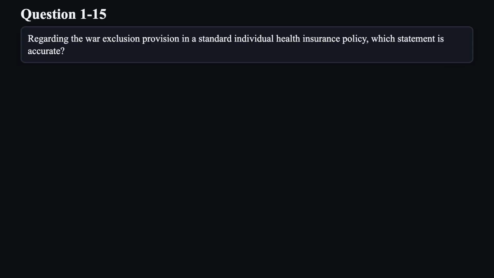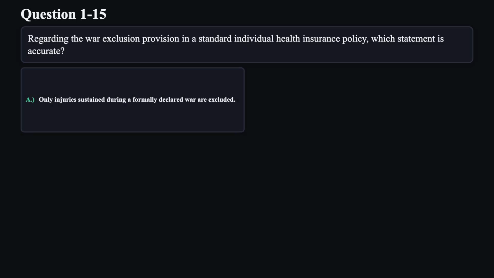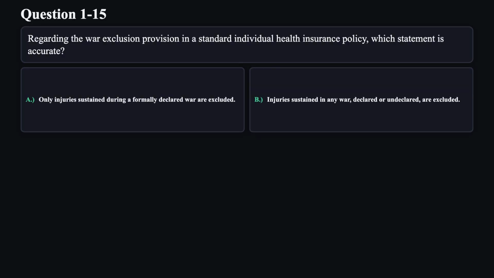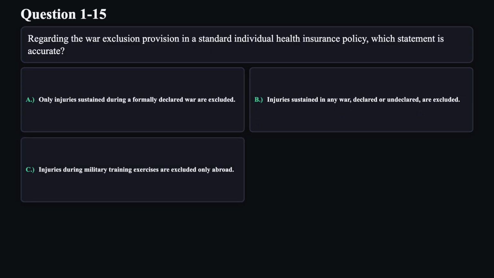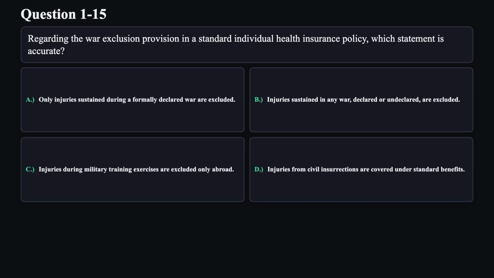Question 15. Regarding the war exclusion provision in a standard individual health insurance policy, which statement is accurate? A. Only injuries sustained during a formally declared war are excluded. B. Injuries sustained in any war, declared or undeclared, are excluded. C. Injuries during military training exercises are excluded only abroad. D. Injuries from civil insurrections are covered under standard benefits.